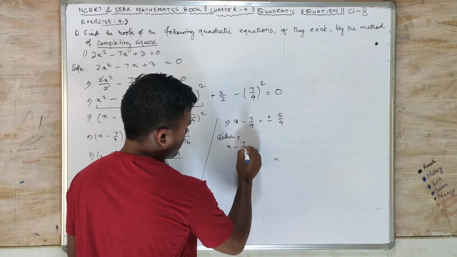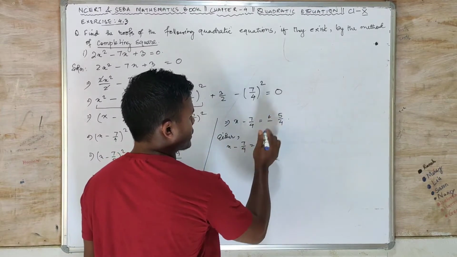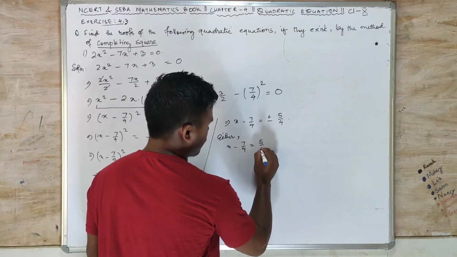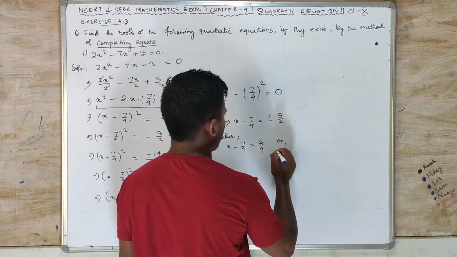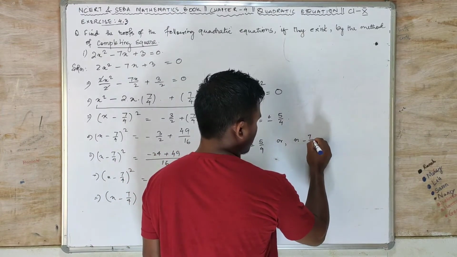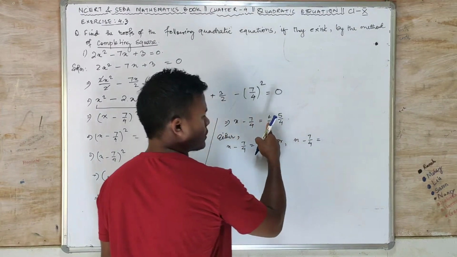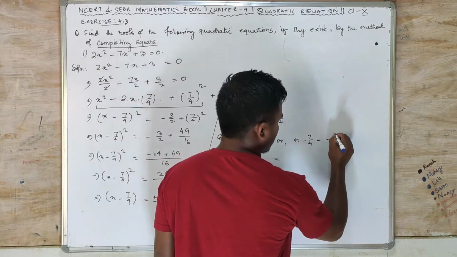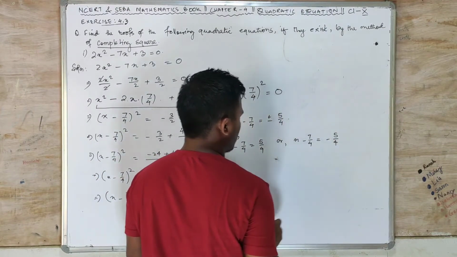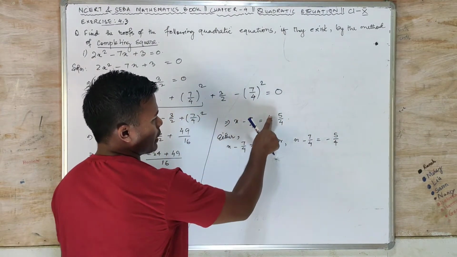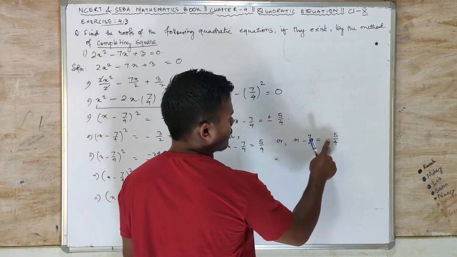Either x minus 7 by 4 is equal to first take plus 5 by 4, and on the second part x minus 7 by 4 is equal to, you take this time negative 5 by 4. In the first I have taken plus over here, and in the second I have taken minus.